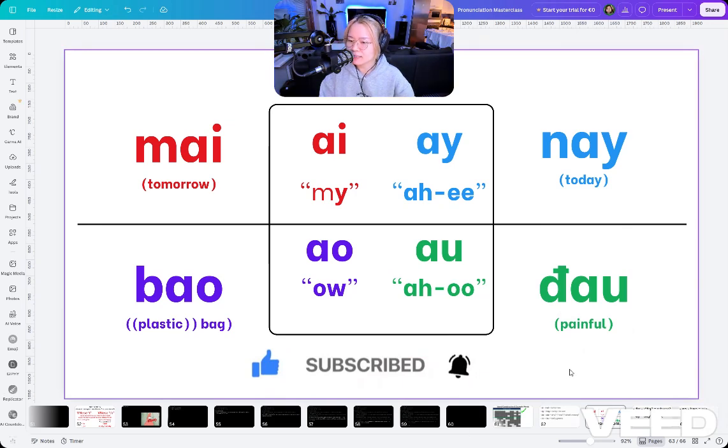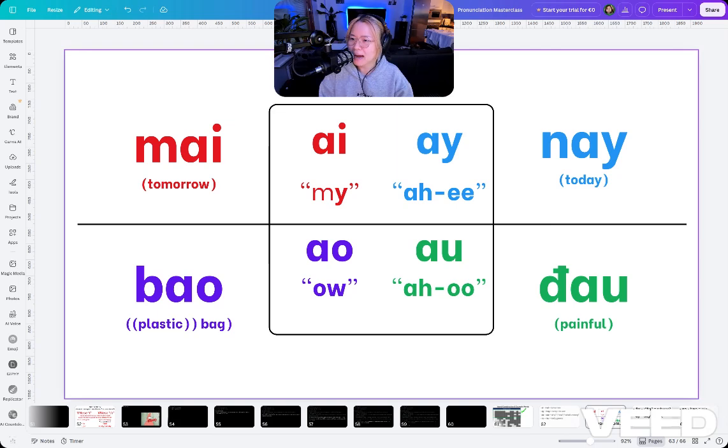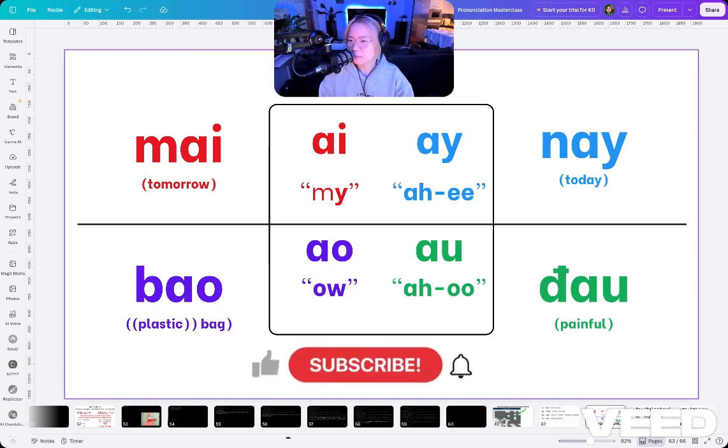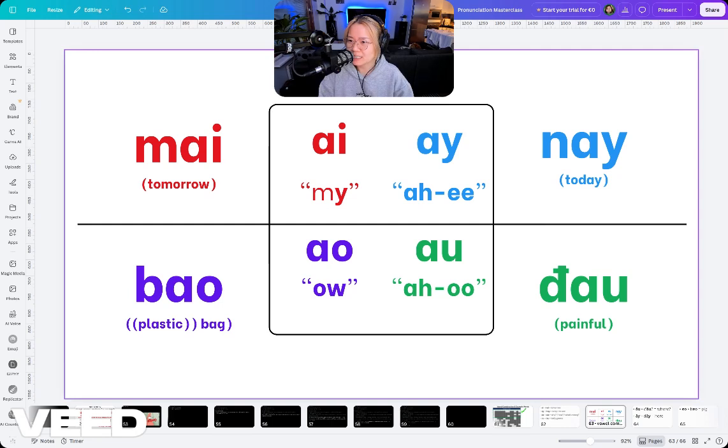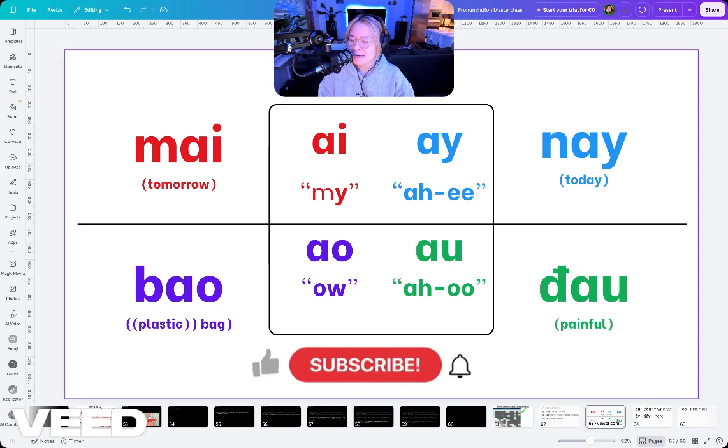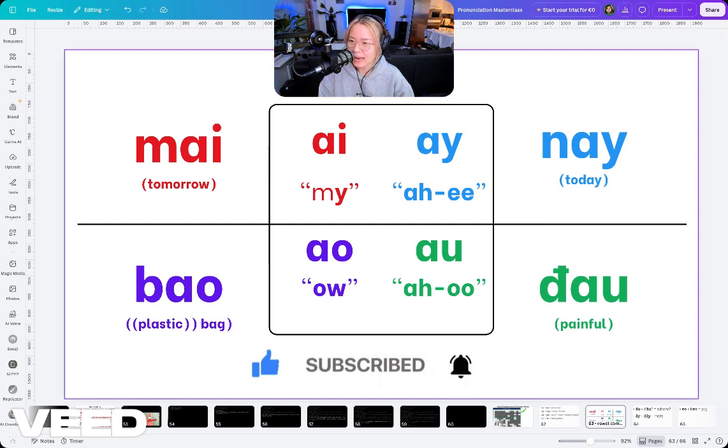Exercise again. Now I say the Vietnamese word and you think of the English meaning. Bao. That's plastic bag. Nay. That means today. And the full version of today is hôm nay. Đau. That means painful. Mai. That means tomorrow.